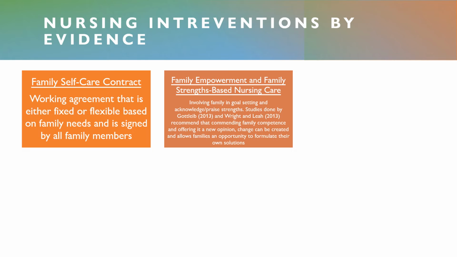The second is family empowerment. This is basically playing on the strengths of the family. So what they did that was good during this round, but how can we make it better? We offer that new opinion to help them achieve the goal that they want to achieve, or maybe offer a different way to do it so they can have a better outcome.